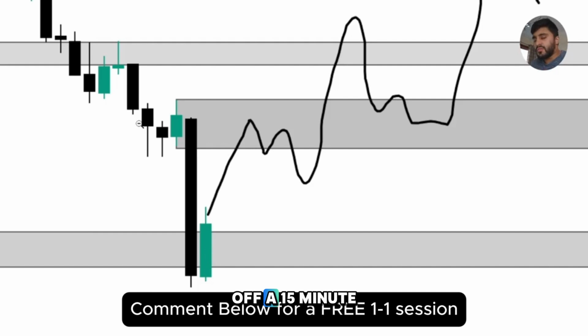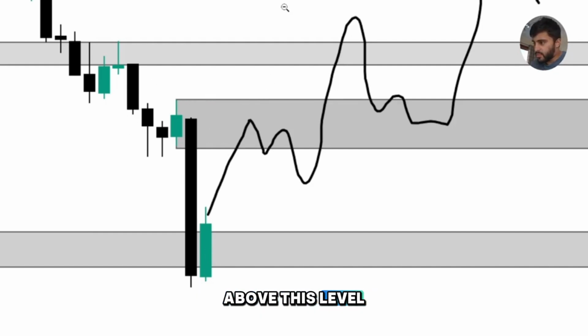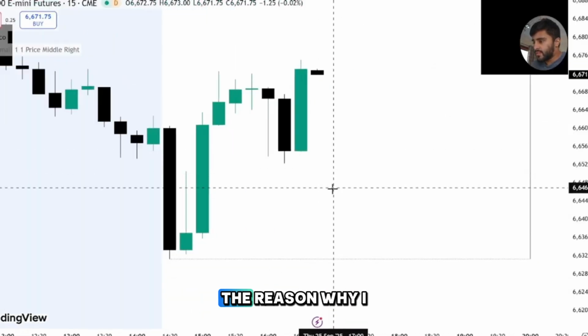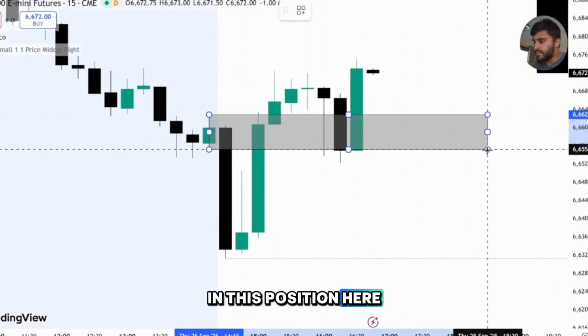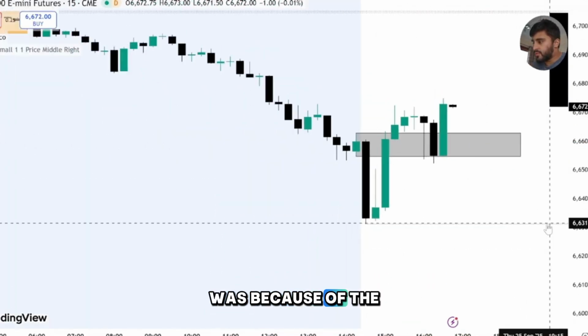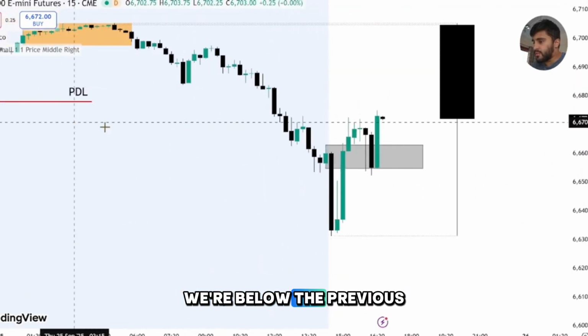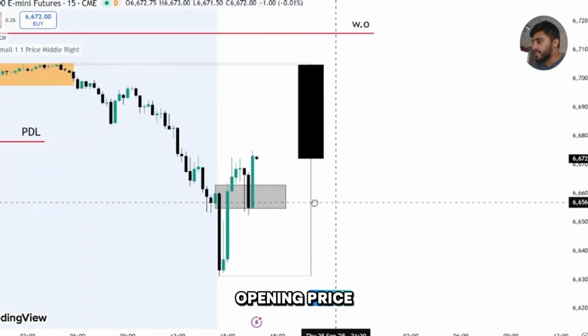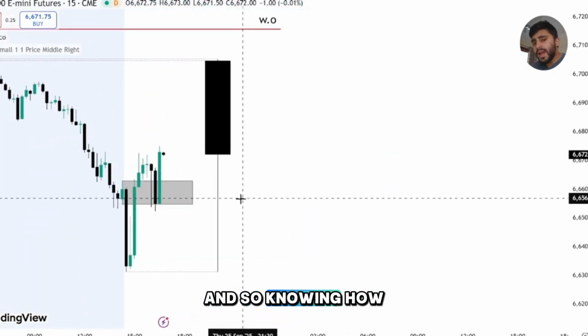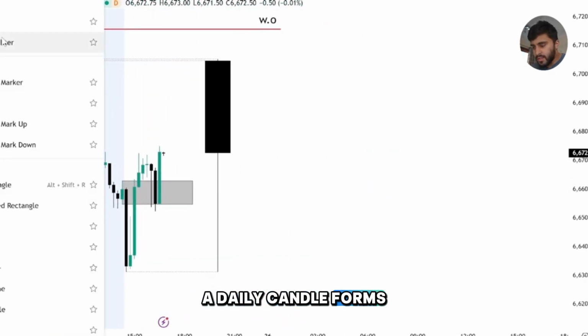And we derive it off a 15-minute fair value gap. What that means is if we break above this level, we are long. If we manage to hold this level, we are short. The reason I was looking primarily for longs here was because of the things I discussed earlier, right? We're below the previous day low, we're below the Asian range low, we're below the daily opening price. And so knowing how a daily candle forms is important.